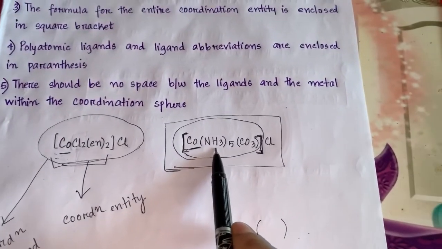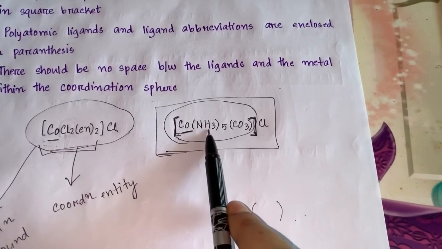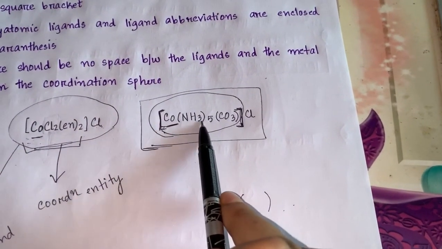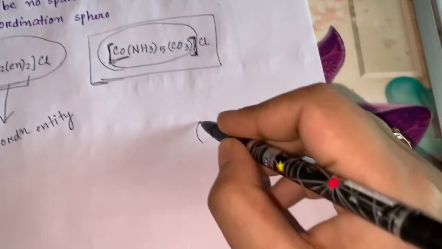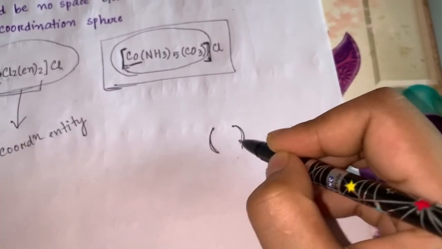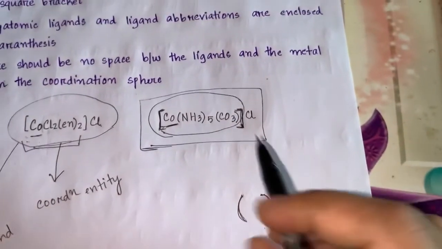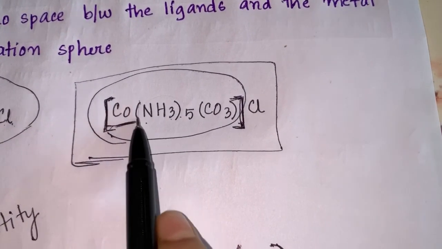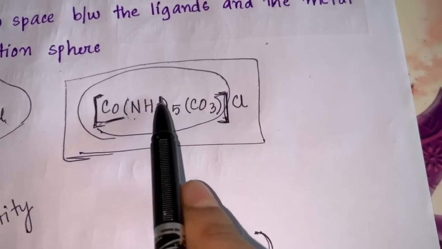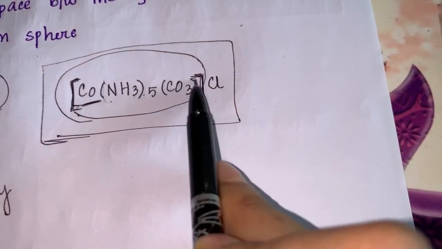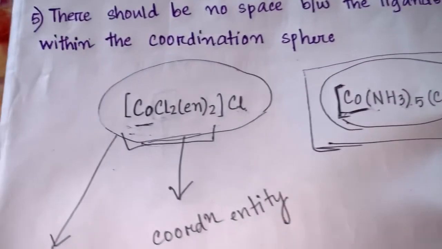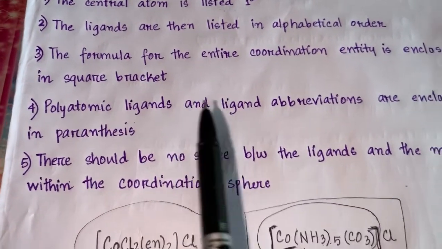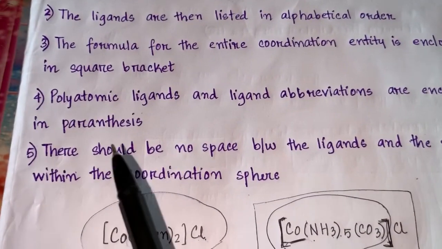And as per the fourth rule, those polyatomic ligands should be present inside parentheses or brackets. It is not the square bracket, we're talking about the simple bracket. The ligands have to be present inside this simple bracket. So this is what is observed here, this polyatomic ligand is present inside parentheses. Similarly, this one is also present inside brackets. And it also says one more thing, that polyatomic ligands and ligand abbreviations are enclosed in parentheses.